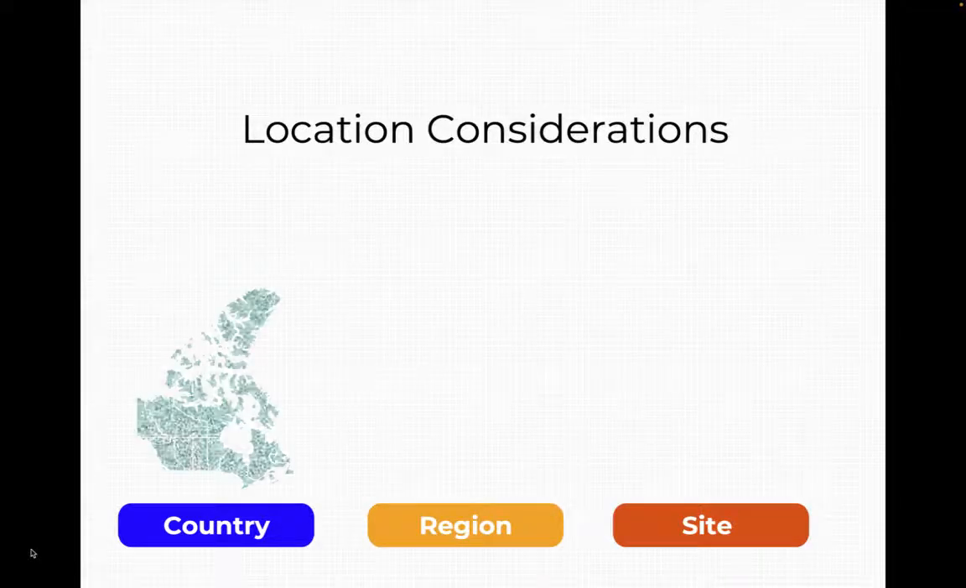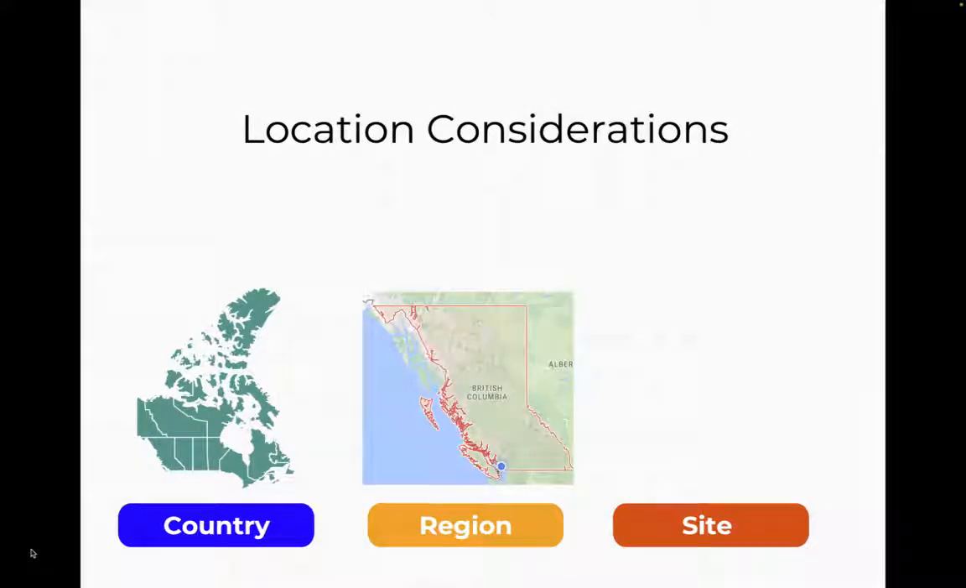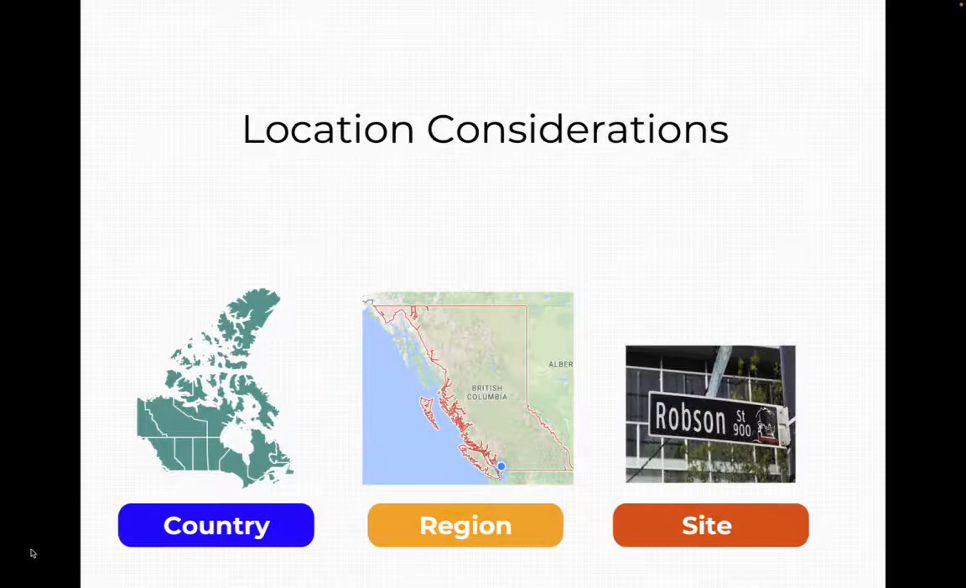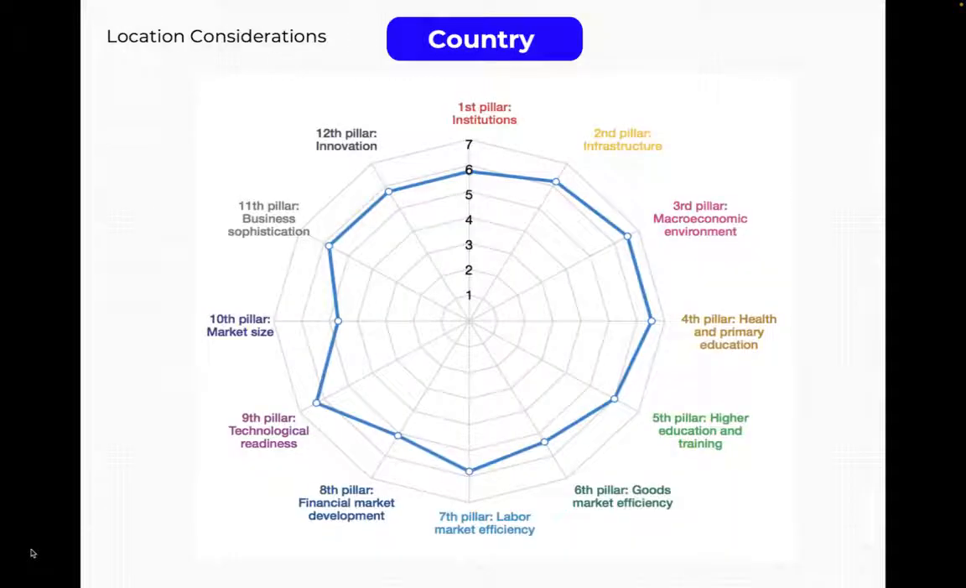We'll start with the country itself, so maybe we're considering Canada, and the region, maybe perhaps British Columbia, and of course a site. An example could be perhaps Robson Street. So why is the country important? Well, countries can be ranked.